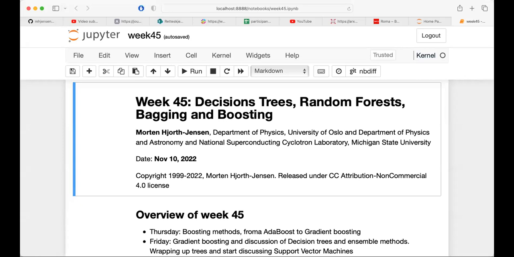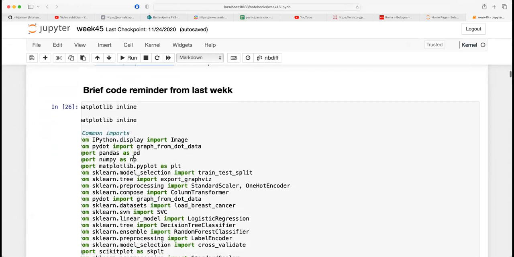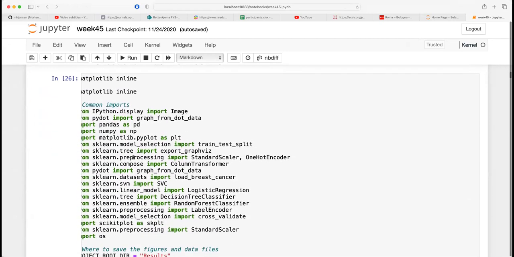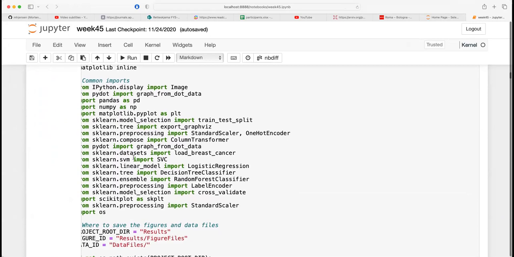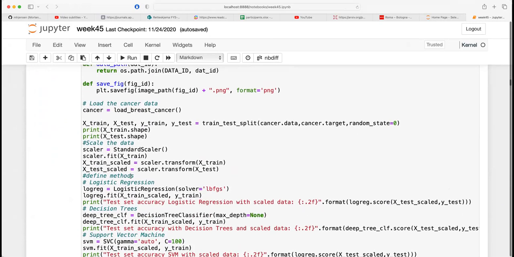So I'm going to switch back to our notebook and just remind you a little bit about what we had last week. I quickly wanted to remind you of how we included things and how we ran things last week. In this case, I'm using the same data set which I've been using in project number 2, and that's the Wisconsin breast cancer data.